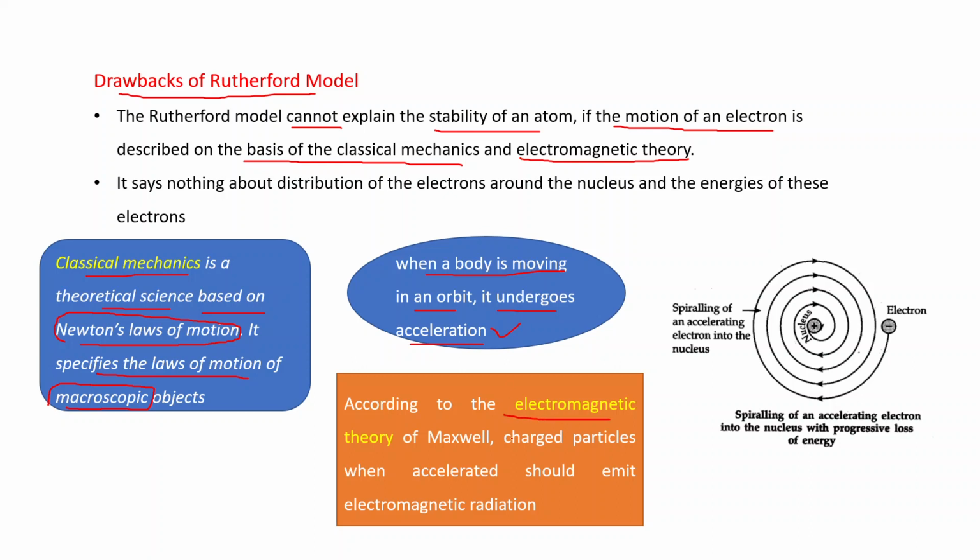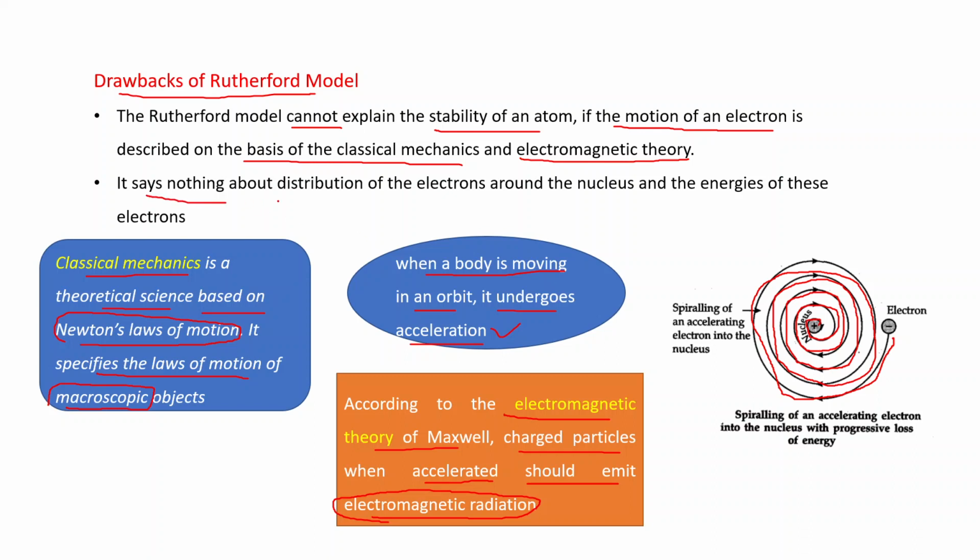According to the electromagnetic theory of Maxwell, charged particles, when accelerated, should emit electromagnetic radiation. This electromagnetic radiation is a form of energy. It means when electrons are accelerated in a circular path, they emit energy. And when energy is emitted, the path will shrink, spiraling. This path will shrink continuously, and ultimately the electron will merge into the nucleus. It means the atom is not stable, but in practice atoms are stable.